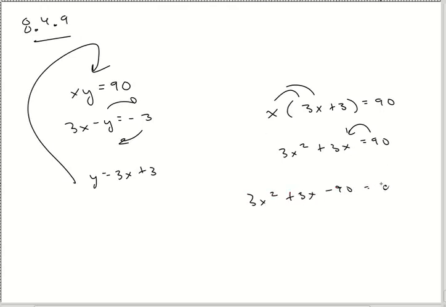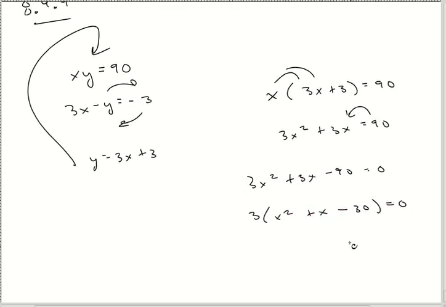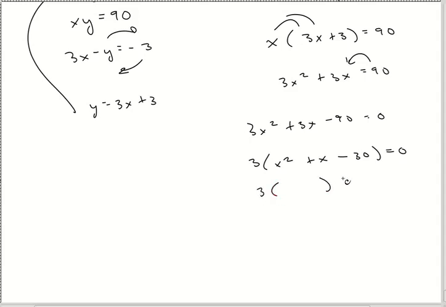So now it's a negative 90. Factor a 3 out from everybody. And I'm wondering what two numbers factor this guy? What two numbers are going to multiply to the 30 but add up to a 1? And that's going to be 6 and 5. So positive 6, negative 5. And so I got my two answers now, negative 6, positive 5.